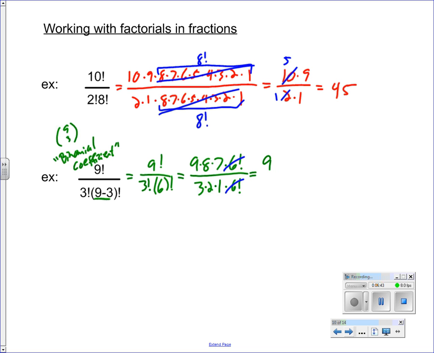Keep simplifying. 9 times 8 times 7 over 3 times 2 times 1. Right, so 9 over 3 is 3 over 1. 8 over 2 is 4 over 1. So now I've simplified this down to just 3 times 4 times 7, which should just be 84.